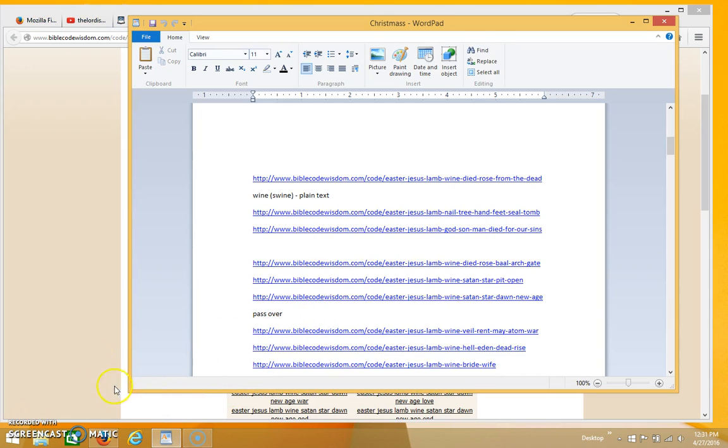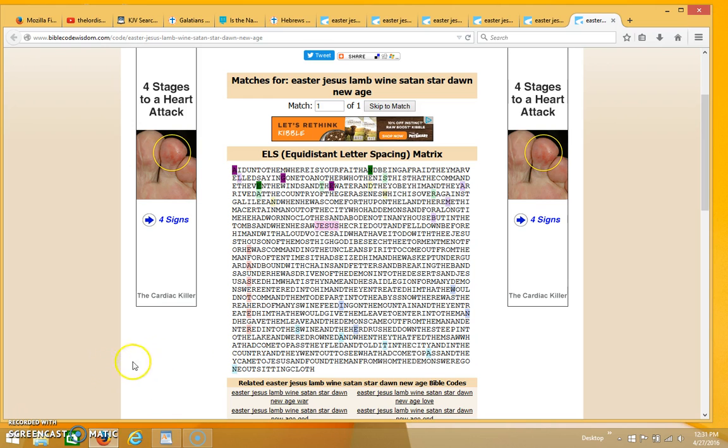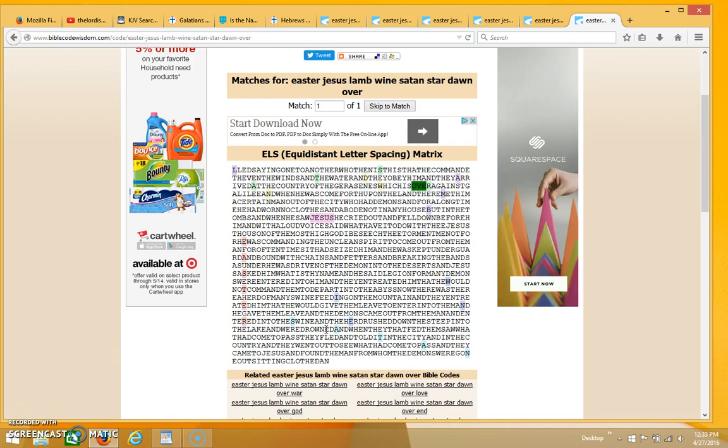And the word Passover comes up in the plain text. Okay, I just had to put the word over in because I couldn't find it, and it comes up right here in the green. And then you can see the word pass in the plain text right here a couple of times. So the words pass and over are in the plain text.